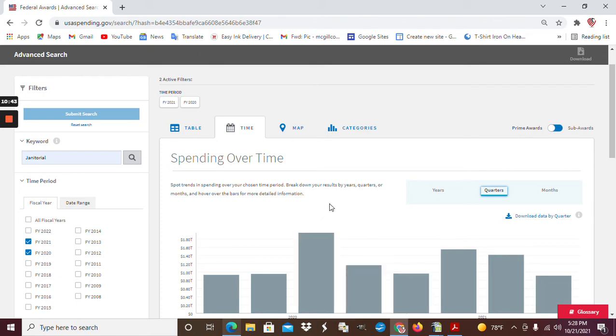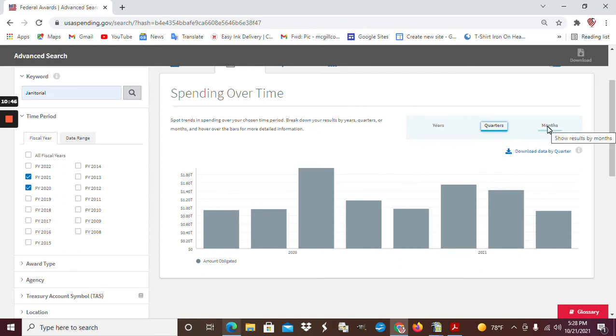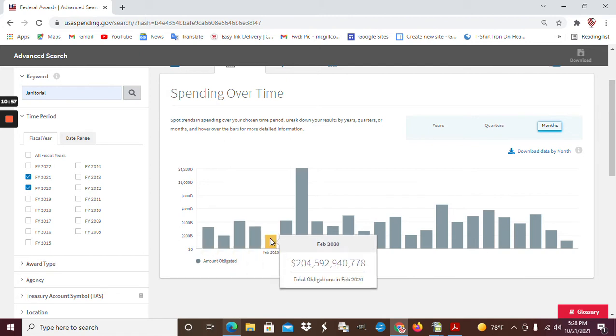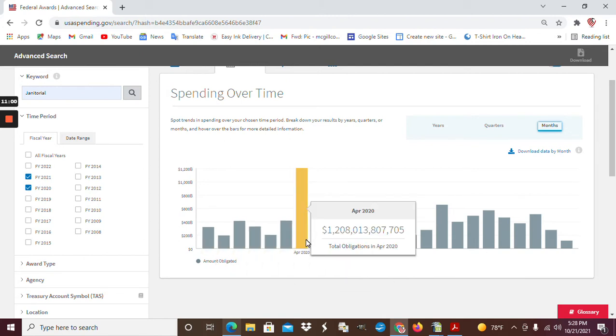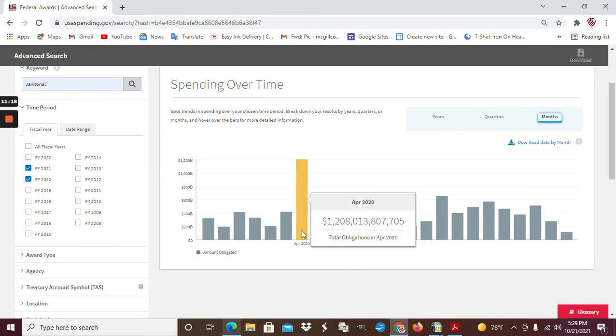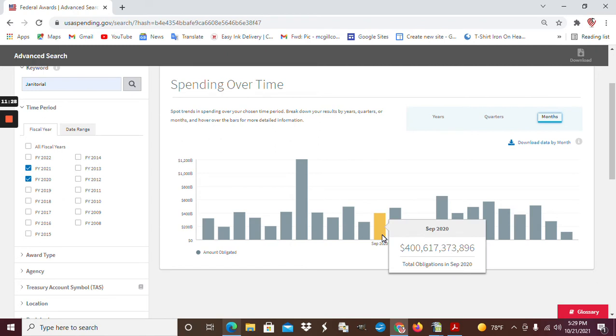So let me go in here in the months and show you how it is with the months, because September is really when they spend a lot of money. October 2019. April, remember I was telling you? April, they're starting to spend the money. Here it is right here. 2020, April, they start spending a pretty good bit of money. And now this is just janitorial. Remember, we're in the keyword janitorial right here. In April 2020, they spent $1.2 trillion in the month of April on janitorial contracts. September, they spent $400 billion on janitorial contracts.